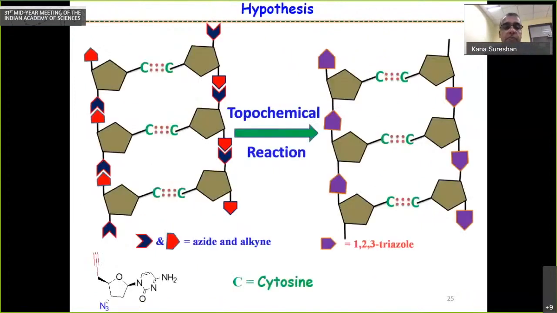Next slide. So this is what we want to make. We want to make a cytosine derivative with 5' and 3' substituents as azide and alkyne. The molecular structure is at the bottom. If we do that, we will be able to make this kind of DNA wherein you don't have phosphodiester, but a much more stable triazole linkage, and we can make such DNA material. Next slide, please.